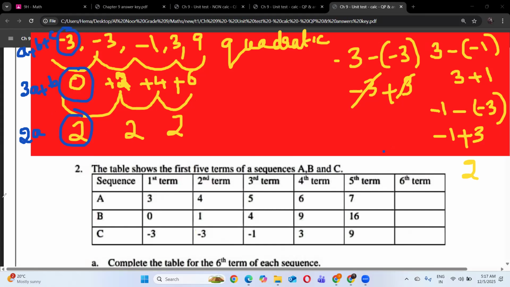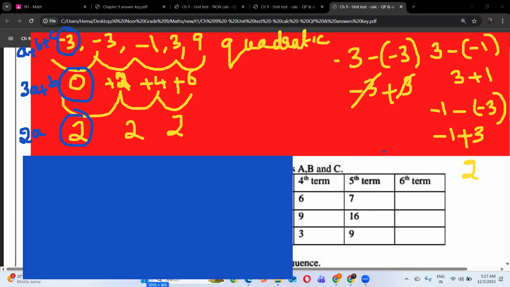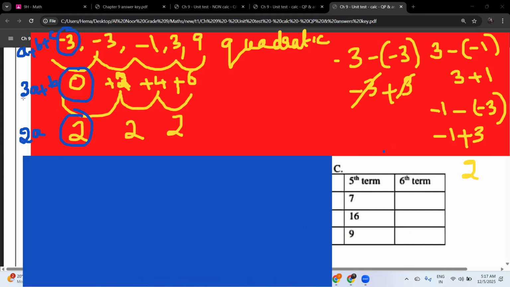First, come from the bottom. 2a equals 2, right? So a equals 2 over 2, a equals 1. Next, what do you have? 3a plus b equals 0. And 3 times 1, since a is 1, plus b equals 0. 3 plus b equals 0. So b equals 0 minus 3. So b equals -3.